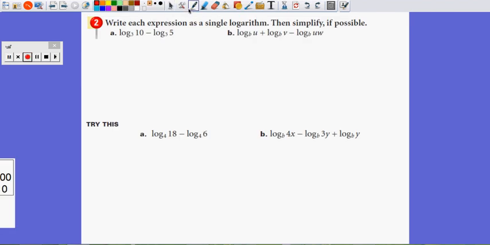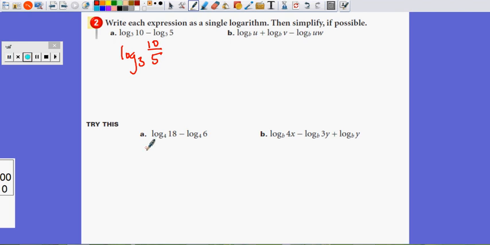We did this before, but I just want to make sure that we all understand it. Again, you see a minus sign, which means you should be thinking division. So we should have log base 3 of 10 over 5. All right, same deal here.